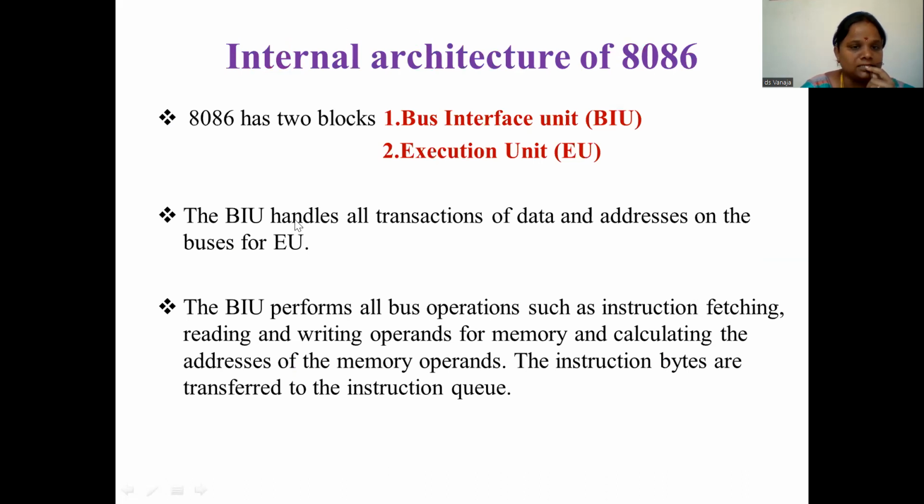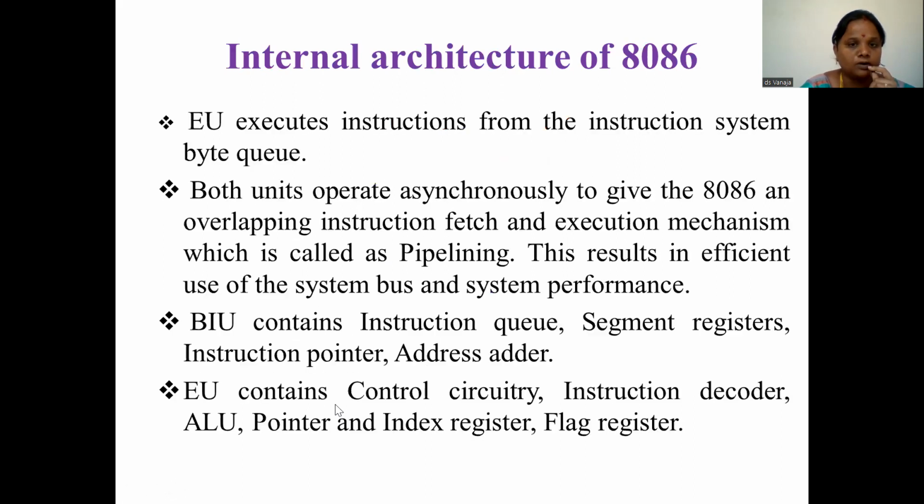The bus interface unit handles all the transactions of data and addresses on the bus for the execution unit. It performs all the operations such as instruction fetching, reading and writing operands from memory and IO ports, and also calculating the addresses of the memory operands. The instruction bytes are transferred to the instruction queue. The execution unit executes the instructions from the instruction byte queue.